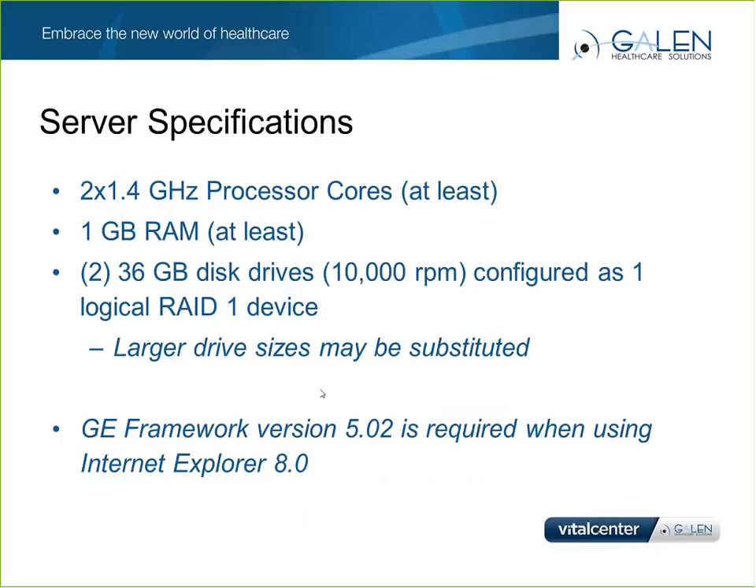And it's important that we don't forget that the drives do fill up from time to time with log files and installation media. It's best to set some sort of monitoring on your local C drive, so someone within your staff is alerted when it reaches, for example, 75% capacity, whatever that threshold is that you feel like you need to be notified so that you have time to react, whether it's cleaning the disk or getting some more space allocated on that machine. The last thing we'll talk about for specifications is that GE framework version 5.02 is what you're going to need when using Internet Explorer 8.